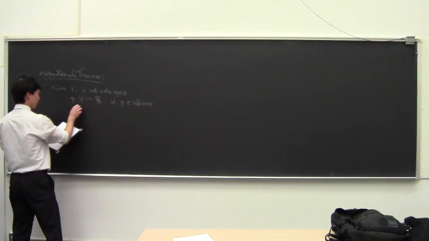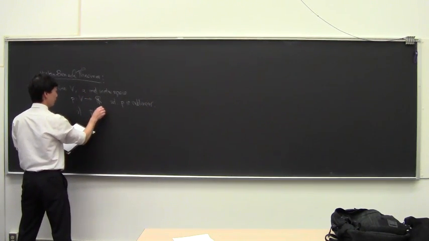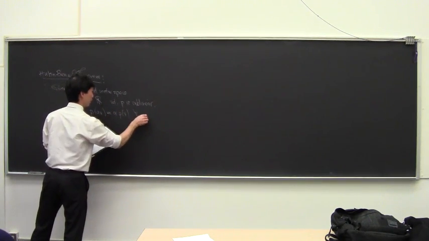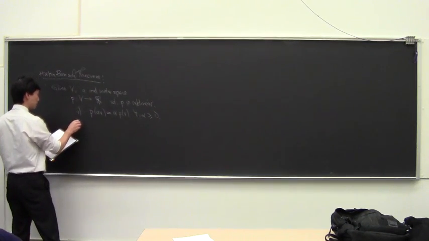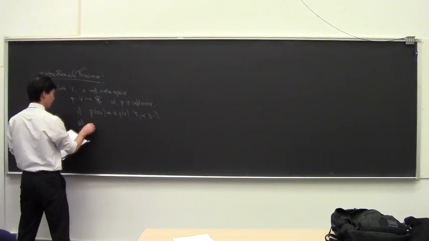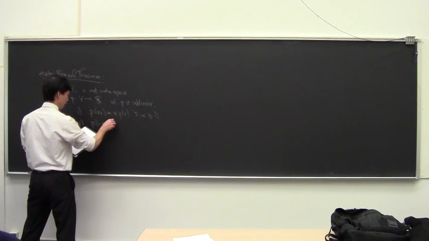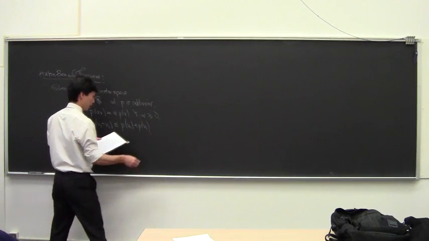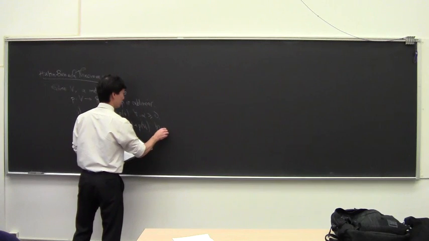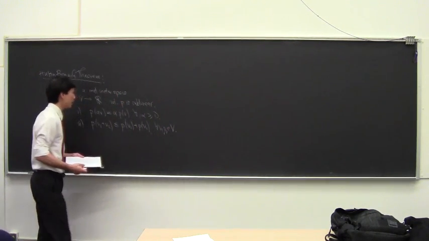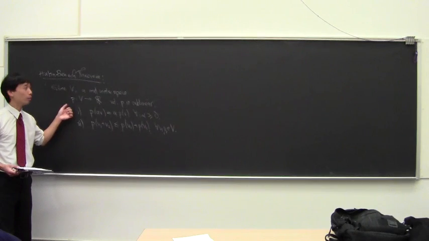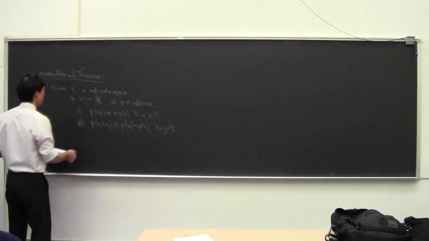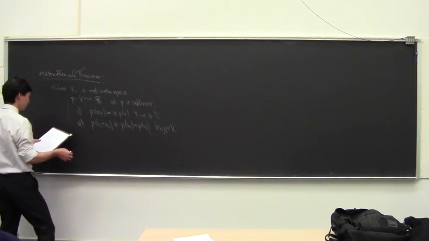In other words, 1, p of alpha v equals alpha p of v for all alpha greater than 0, right? And 2, p of v1 plus v2 is less than or equal to p of v1 plus p of v2, right? For all v1, v2 in V. You see that, for example, a norm on your vector space is a sublinear function. So p is something like a norm.